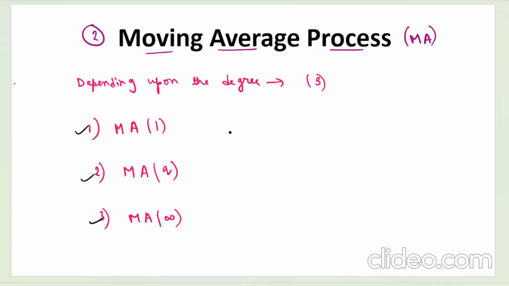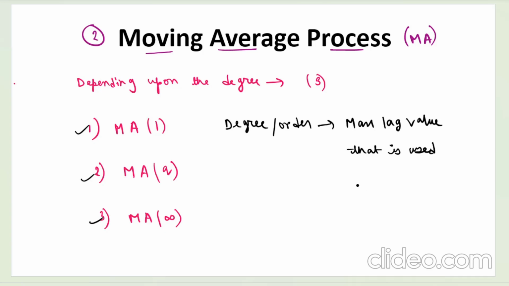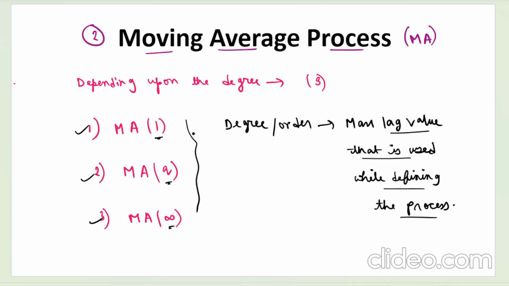So these are the three things that we will study in a while. Now what is this degree? Degree or order, whatever you call it, basically means the max lag value that is used while defining the process. So what is the order or the degree? This thing is the maximum lag value that is used while defining the process. Now I will define each of these processes one by one and you will understand what I mean by this order, right? So let us start with the MA1 process.